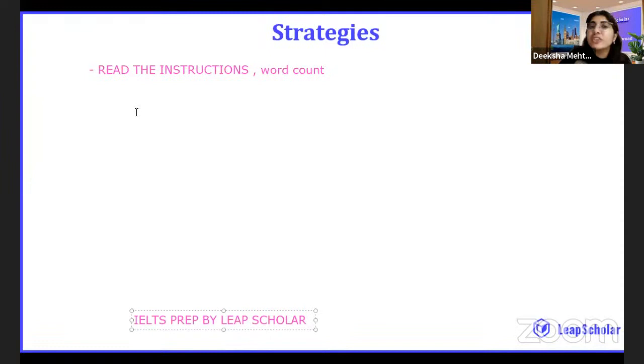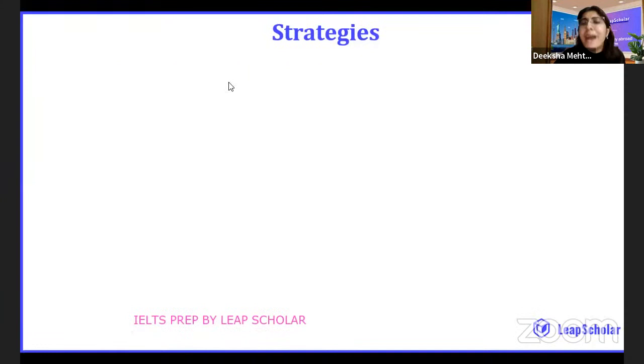So read the instructions every time. Then what next? For all types of questions, my strategy is always task before text. What does this mean? Can someone tell me what does this mean? It's a super short phrase. It's very beautiful. Very good, Sarthak. Sarthak is from my batch. Yes. Task. What does a task mean?